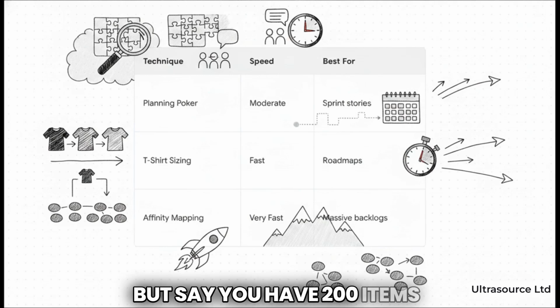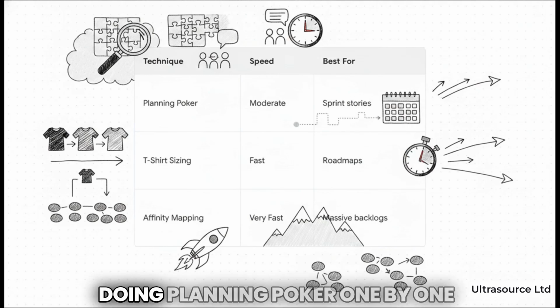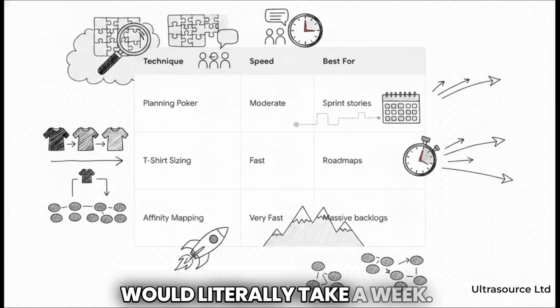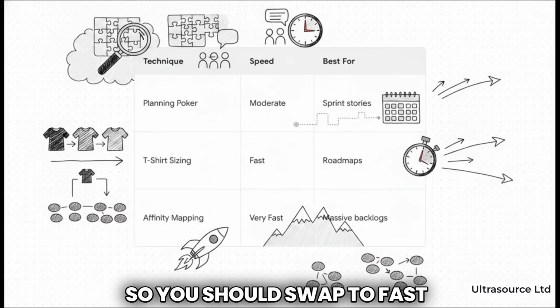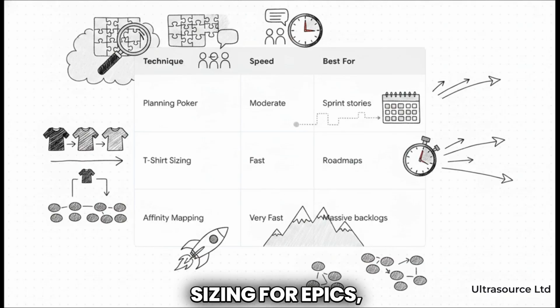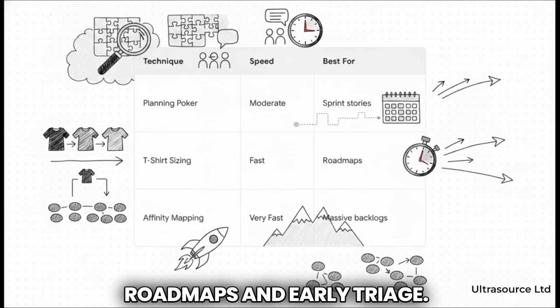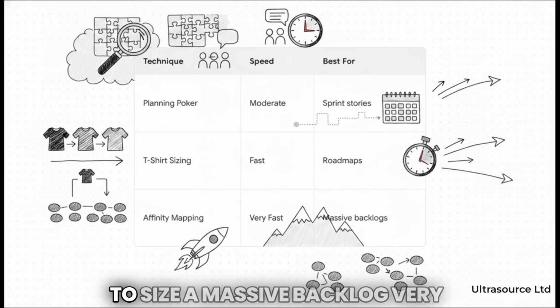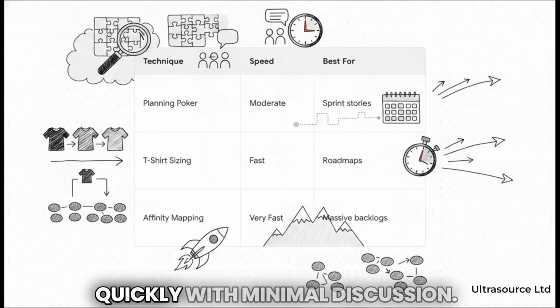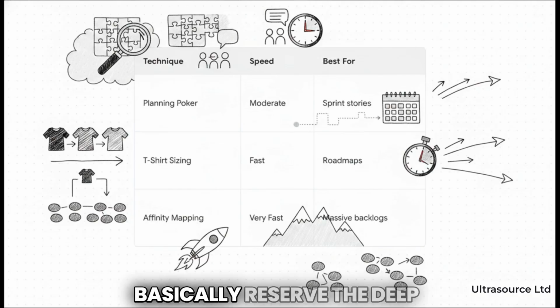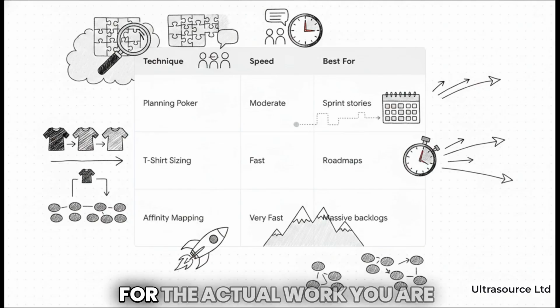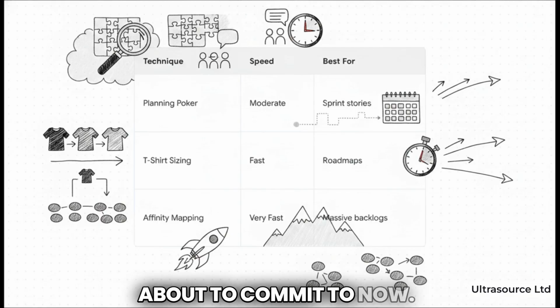But say you have 200 items in a massive backlog. Doing planning poker one by one would literally take a week. So you should swap to fast techniques like t-shirt sizing for epics, roadmaps, and early triage. Or you can use affinity mapping to size a massive backlog very quickly with minimal discussion. Basically, reserve the deep dive of planning poker for the actual work you are about to commit to.